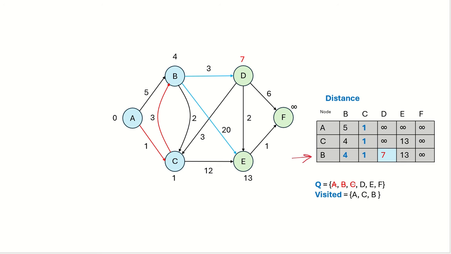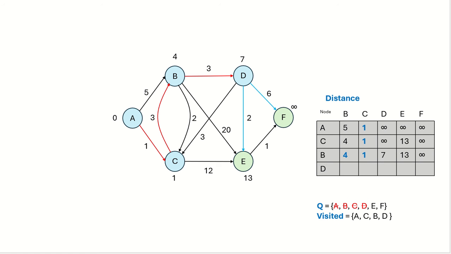Now we find which of the unvisited nodes has the minimum distance. We see that node D has the minimum distance, so this becomes our selected node now. From D there are outgoing edges to unvisited nodes E and F. We apply relaxation. 7 plus 6, is it less than infinite? Yes it is. So this becomes 13. 7 plus 2, is it less than 13? Yes it is. So this becomes 9 now. We update these values and this becomes our new distance vector.